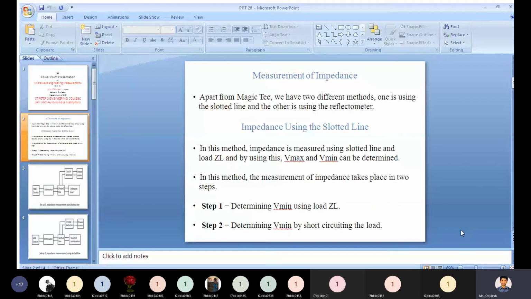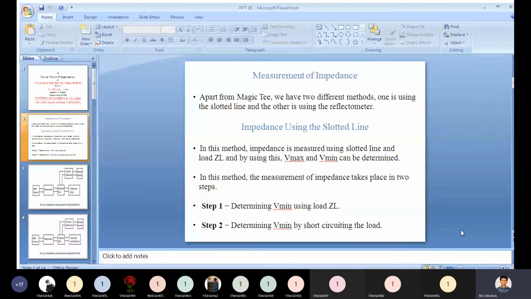In this, the measurement of impedance first. So apart from the magic tee, we need to measure the impedance values. Here we have two types of measurements of impedance value. First one is the slotted line and the other one is reflectometer. Coming to slotted line, how to measure the value with the help of slotted line? First condition, step 1, determine that value under applying load ZL. Step 2, determining the V minimum and V maximum values by short circuiting the load.